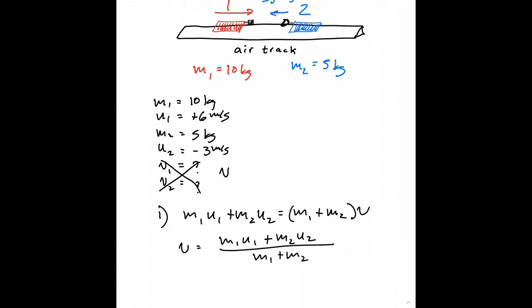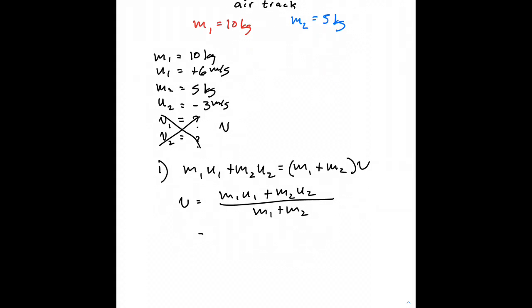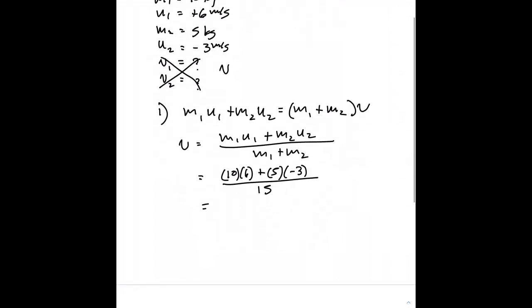If we plug in the exact numerical values that were given, we have 10 times 6 plus 5 times negative 3, all divided by 15. That comes out to 60 minus 15 over 15, which is 45 over 15, which is 3. Now, I've left the units out of the work, but I think we agree those units would be 3 meters per second.